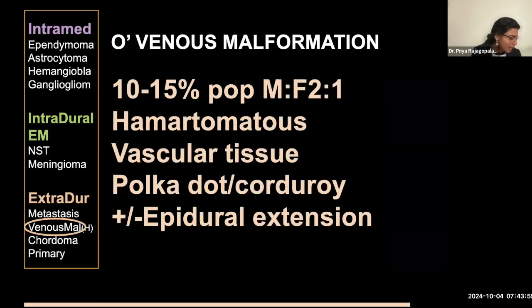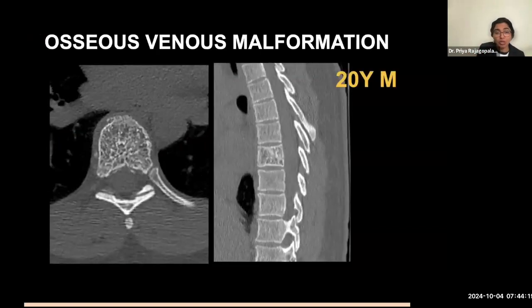Okay, so quickly a word on the osseous venous malformation. This is more commonly, incorrectly, known as osseous hemangiomas. These are actually just venous malformations. These are hamartomatous vascular tissue. They have a very classic polka dot or corduroy pattern. And then they can actually extend outside of the bone and go into the epidural space. Now, here's that nice classic corduroy or polka dot appearance, because you start seeing the tumor with that slight fatty content in the matrix, and then you see the struts of bone.